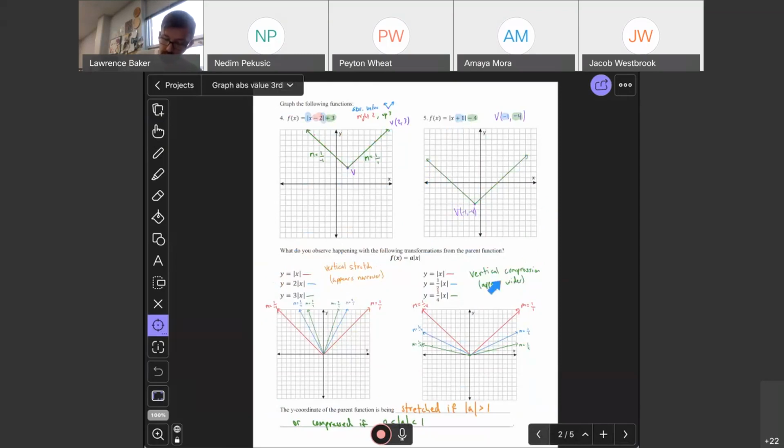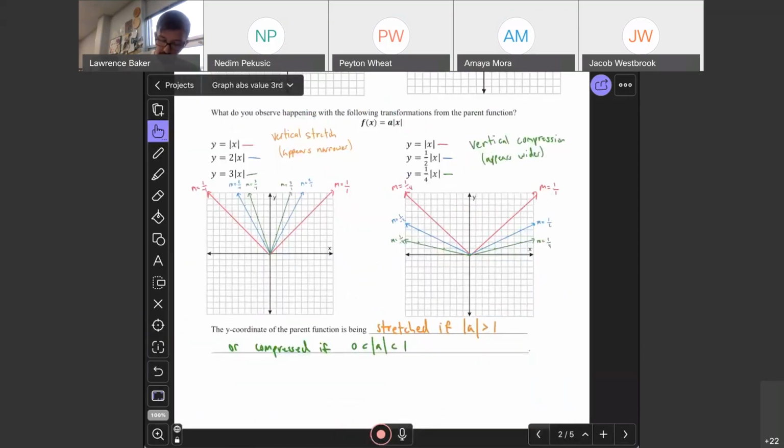And then from there, we went to the stretches and the compressions. Just remember that our parent function looks like this. If we multiply it by 2, you notice the graph got narrower. If we multiplied by 3, it got even narrower. If we multiplied by something less than 1, like a half, the graph appeared to get wider. Something even smaller, the graph gets even wider. And so again, the idea there is that the points are being stretched or compressed in their y coordinate.